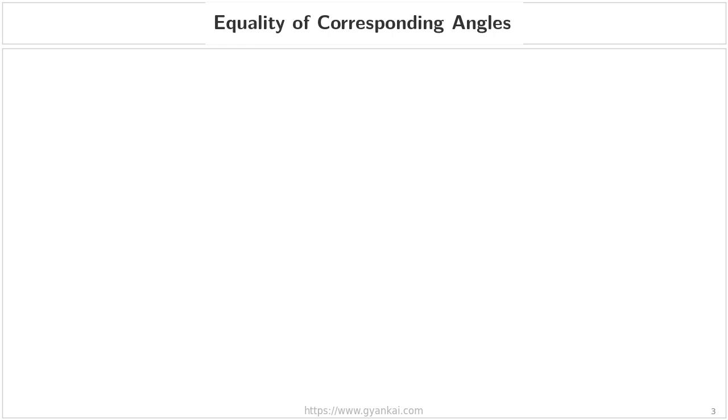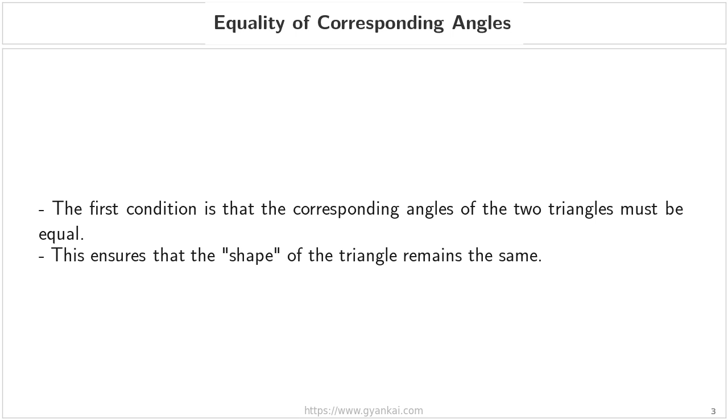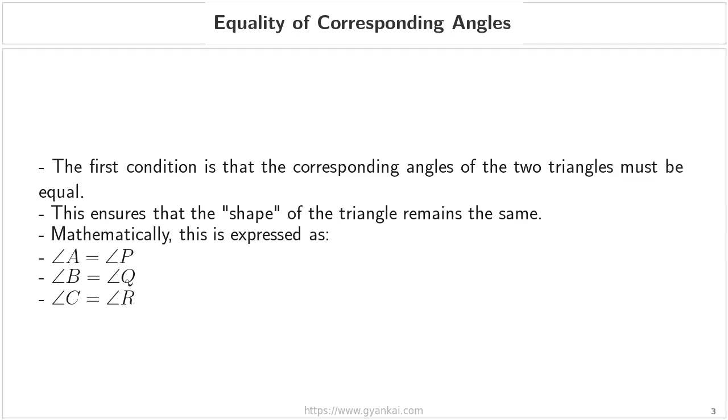Equality of corresponding angles. Now that we have established that two triangles must satisfy two specific conditions to be considered similar, let's dive into the first requirement. The first condition is that the corresponding angles of the two triangles must be equal. Think of this as the shape-preserving rule. By ensuring the angles are identical, we ensure that the shape of the triangle remains exactly the same, even if the triangle itself grows or shrinks. To express this mathematically, we look at the vertices of our two triangles, triangle ABC and triangle PQR. We must be able to state that angle A equals angle P, angle B equals angle Q, and angle C equals angle R. Once we have confirmed these angles are equal, we can move on to our second condition, which deals with the lengths of the sides.